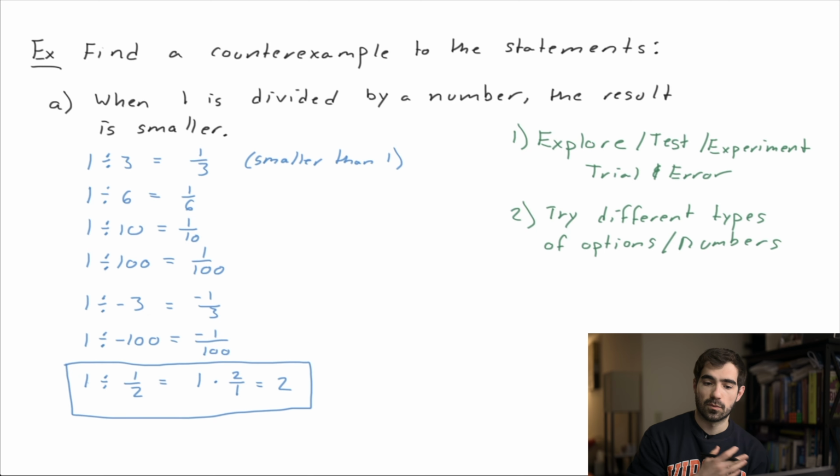Our statement says when 1 is divided by a number, the result is smaller. And what we've shown is that actually, when 1 is divided by 1/2, the result is 2, which is actually bigger. So in this case, we have a counterexample, and we have demonstrated that our statement can't always be true. And so 1/2 is a counterexample.